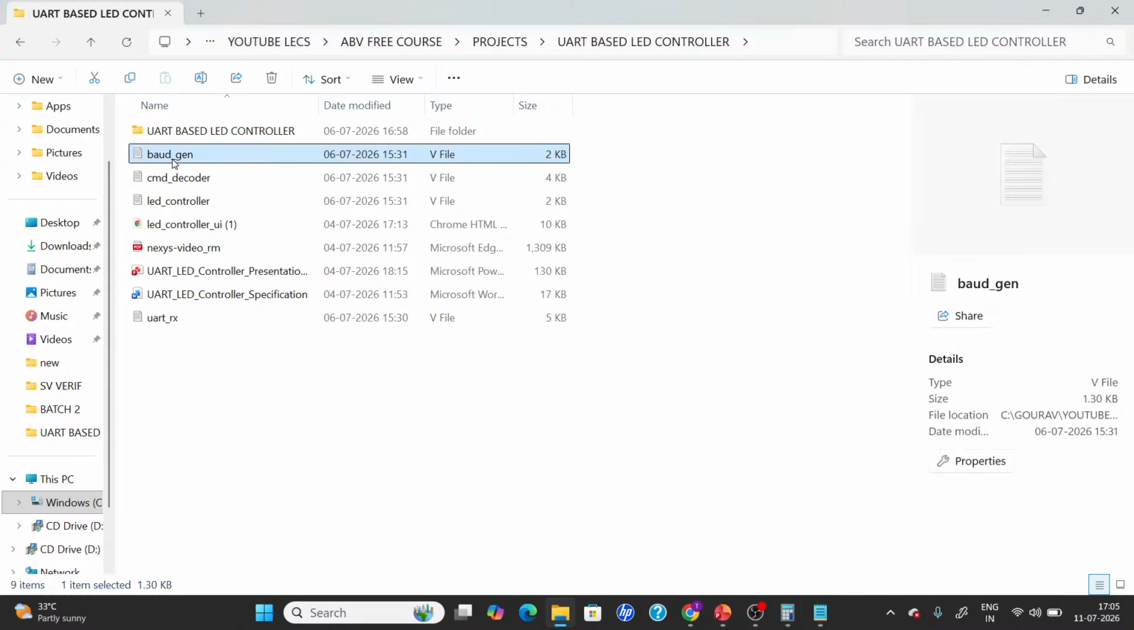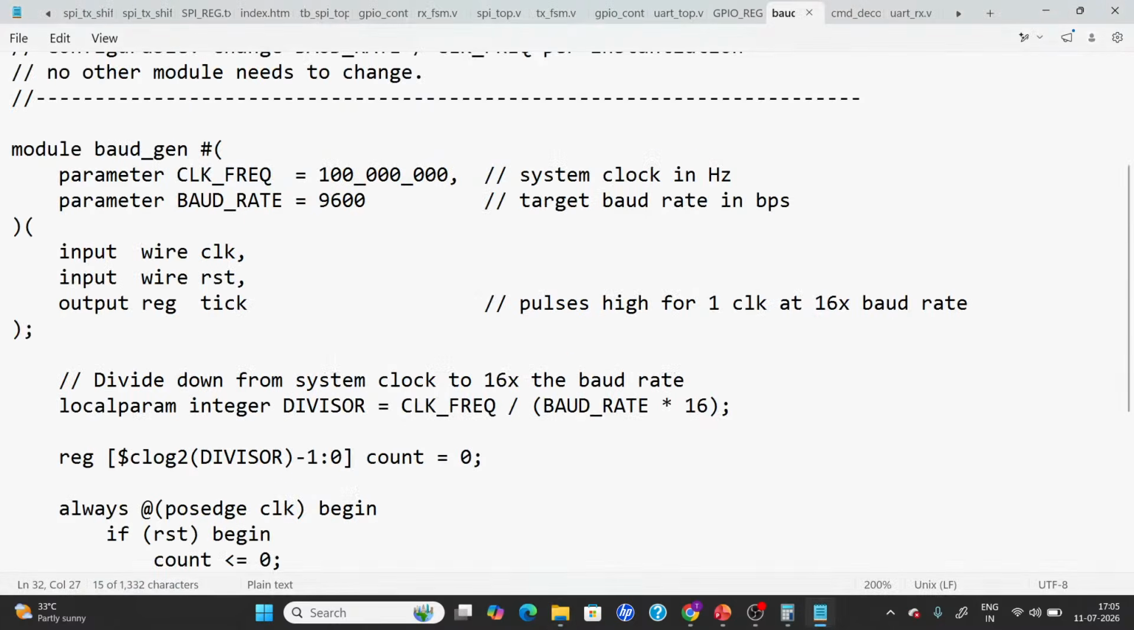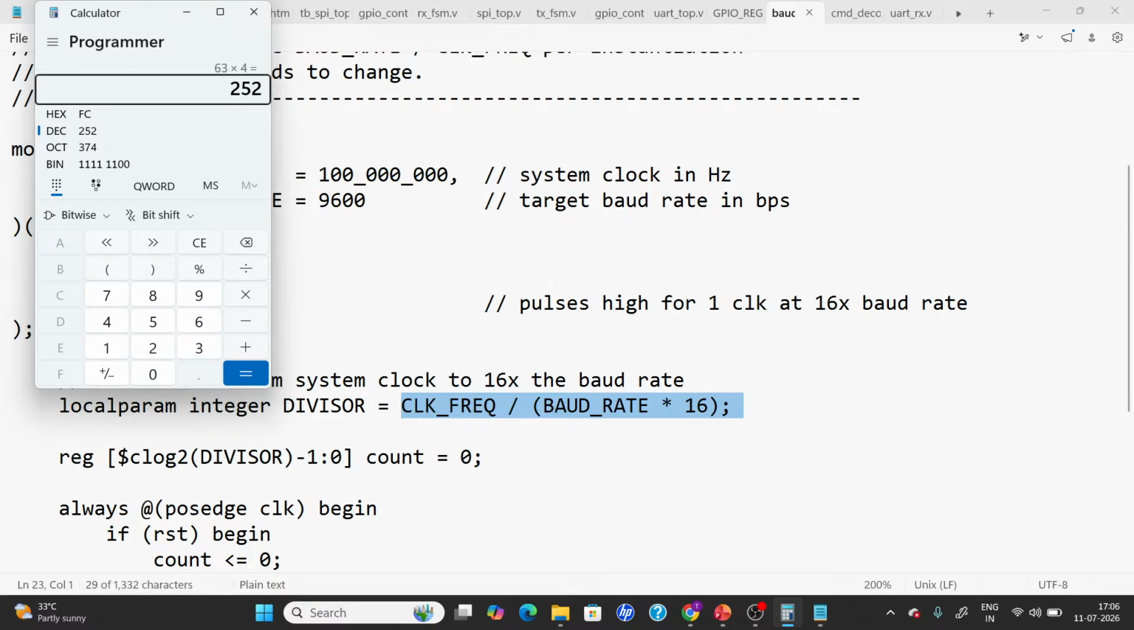Now, one more important point to note is the divisor value that we have just measured. The divisor is equal to clock frequency divided by baud rate times 16. So this is what we have done. Now, let us try to understand what this clock frequency divided by baud rate times 16 means. Basically, we are trying to divide this.